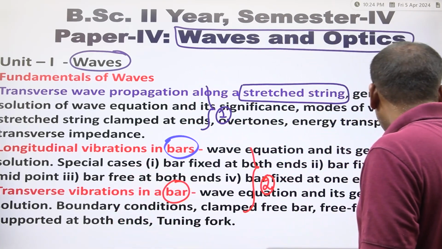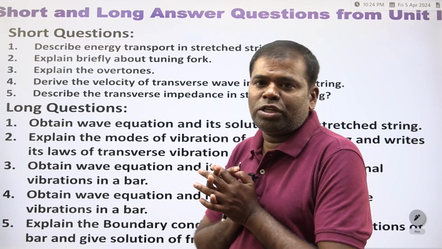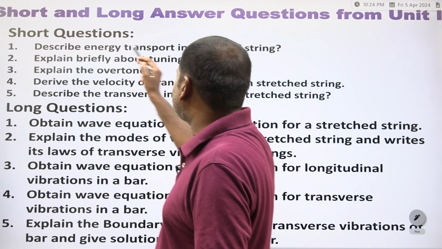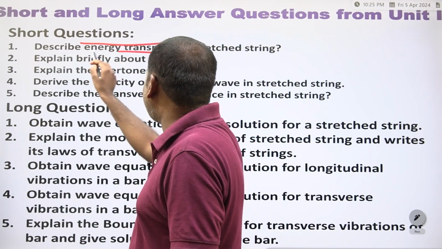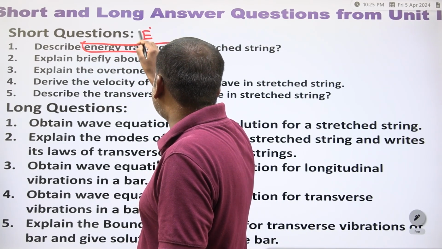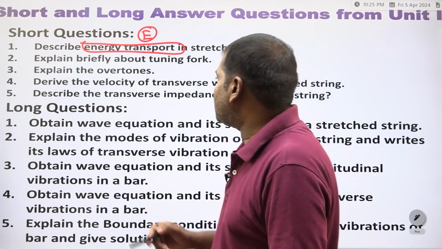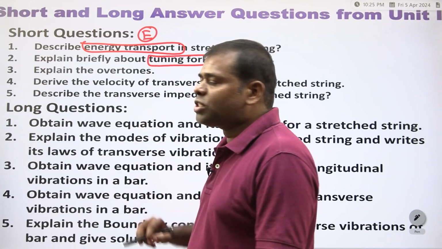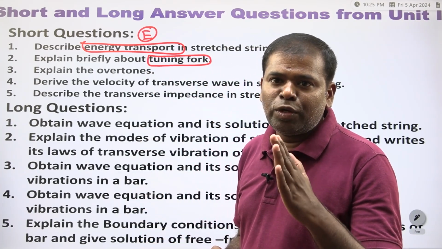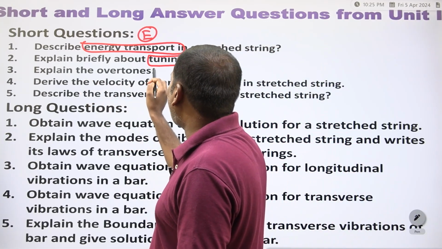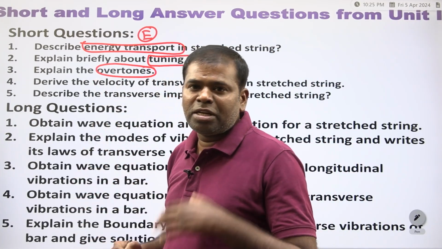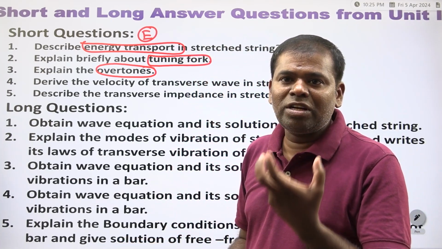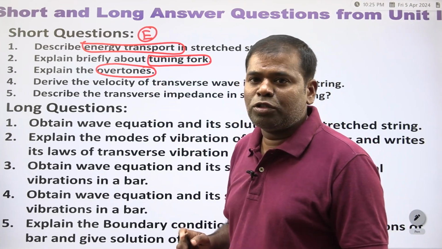Clear? Now see the important questions in the first unit. Describe the energy transport in a stretched string. You have to write the energy transport equation of the stretched string. That is the first question. Next, explain briefly about the tuning fork. This is also a question you will get. Important. Explain overtones: fundamental tone, first overtone, second overtone. Like that, how the overtones are formed, those things you have to explain.